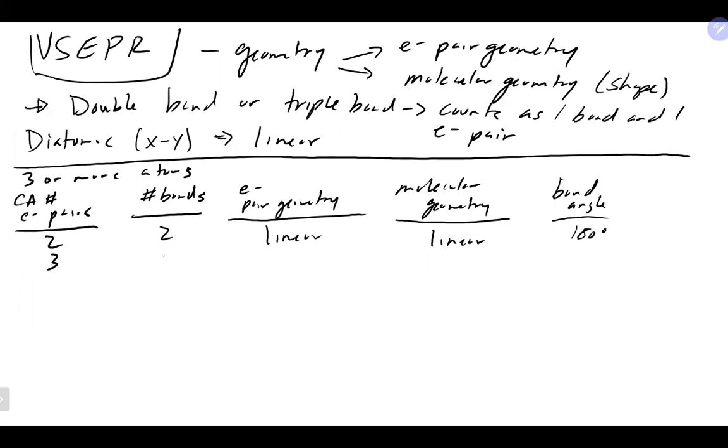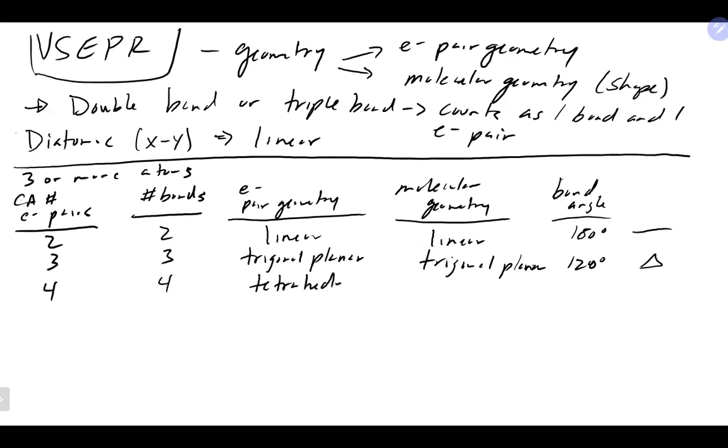You've got 3 electron pairs and 3 bonds. That is what is known as trigonal planar, or some people call it triangular. Also trigonal planar for our molecular geometry, with a bond angle of 120 degrees, kind of makes a triangle. This guy obviously is kind of a straight line across. If you have 4 electron pairs and 4 bonds, the electron pair geometry is tetrahedral, and the molecular geometry is also tetrahedral, and has a bond angle of 109.5. It kind of has this sort of geometry.